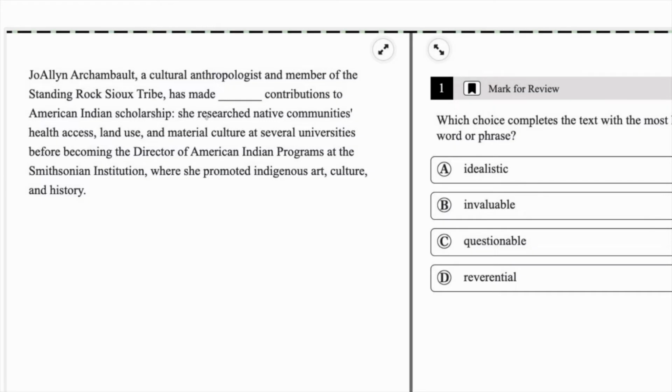So she researched Native communities' health access, land use, and material culture at several universities before becoming the director of American Indian programs at the Smithsonian Institution, where she promoted indigenous art, culture, and history. And yes, I know those answer choices are over there, but we're not looking at those. Okay, so what kind of contributions based on this description here? Two things would come to mind.